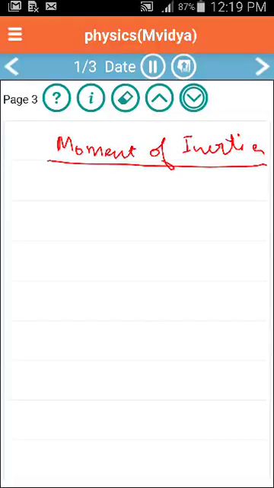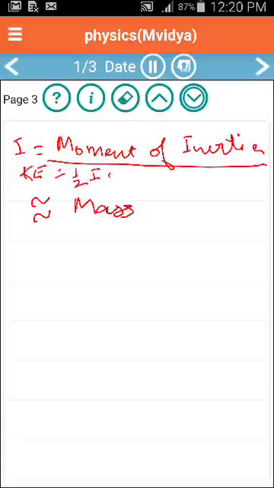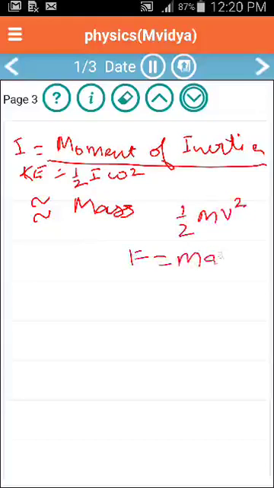moment of inertia is a topic which is considered to be difficult by a lot of students. It is the equivalent of mass. So in linear motion, whatever we consider as mass, here we take as moment of inertia. So the kinetic energy of rotation is half I omega square, and in linear motion it is half mv square. Force F is ma, whereas for rotation it is tau is equal to I alpha. So what is moment of inertia?